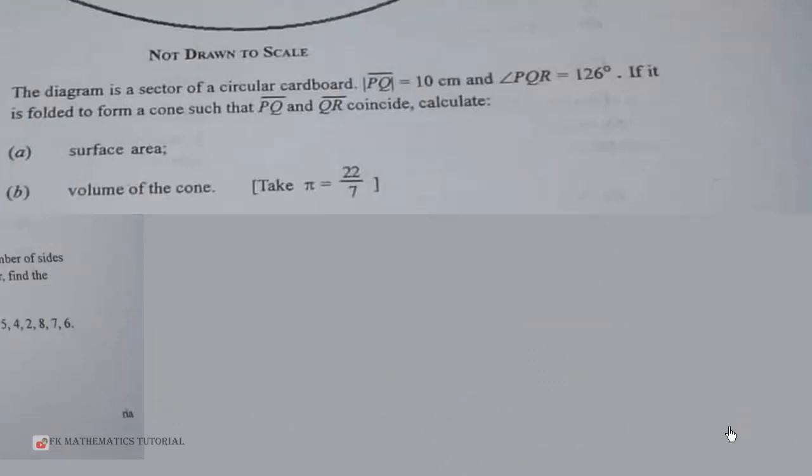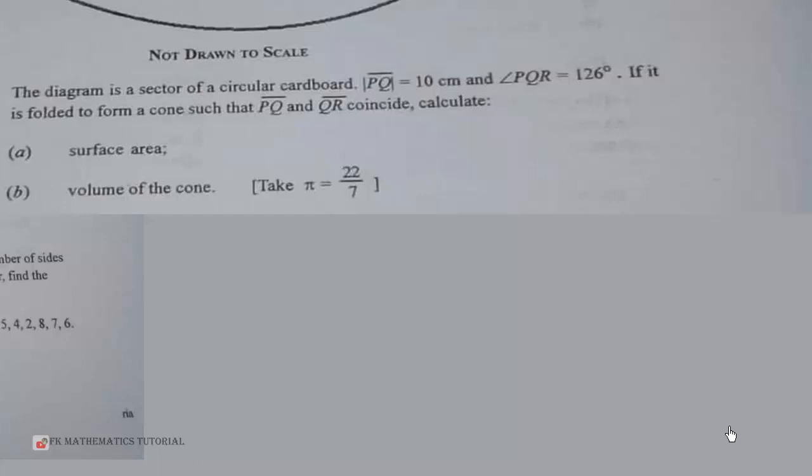Question number 3. The diagram is a sector of a circular cardboard. Magnitude of line segment PQ is equal to 10 centimeters and angle PQR is 126 degrees. If it is folded to form a cone such that PQ and QR coincide, calculate A, the surface area, B, the volume of the cone. So let's begin with this.